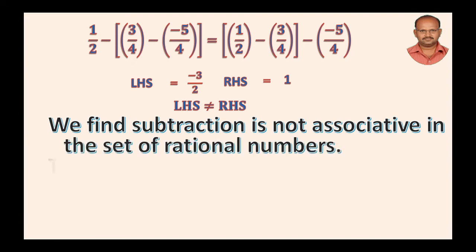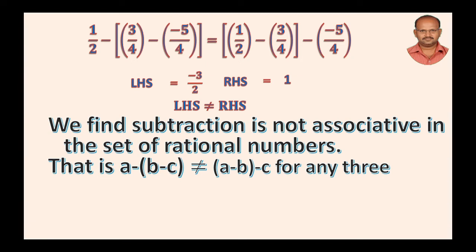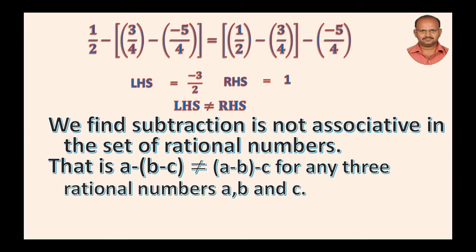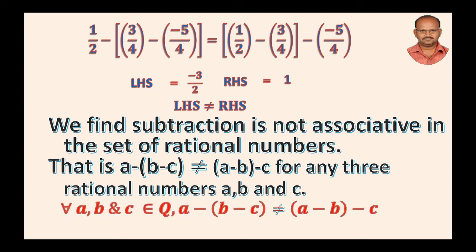That is, A minus within brackets B minus C is not equal to A minus B within brackets minus C for any three rational numbers A, B and C. For all A, B and C belonging to rational numbers, A minus within brackets B minus C is not equal to A minus B within brackets minus C.